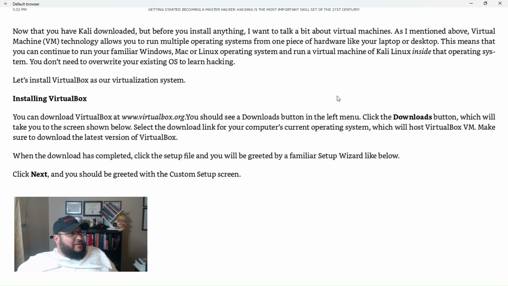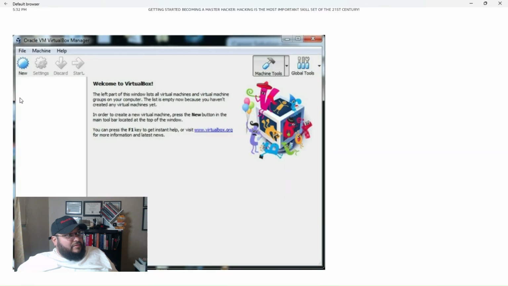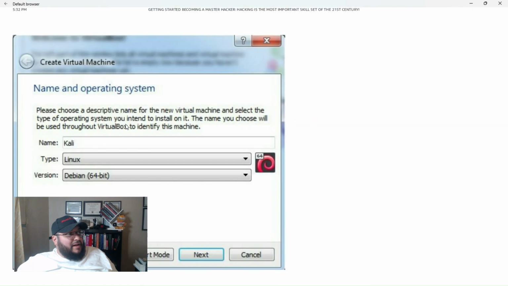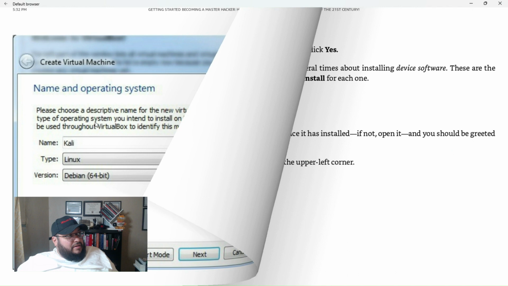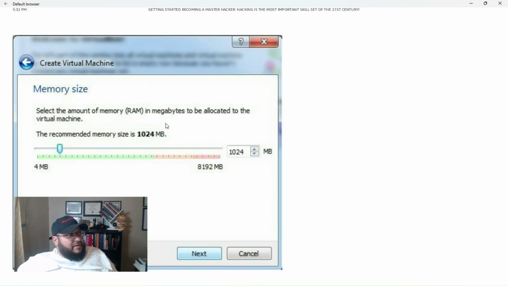That's my other book series. So this is showing you how to do VirtualBox, which you can. People probably love it. I don't know. I don't know why these are black. But I can't stand VirtualBox. It sucks.